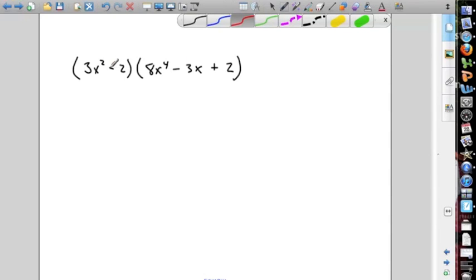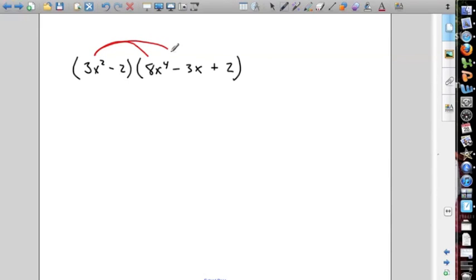So not just times 8x to the fourth, not just times the 3x, but everything times everything here. You look at it, there are 2 terms here and there are 3 terms here. So when I go through and do all the multiplication, I should end up with 6 different terms initially. Let's look at where those 6 come from. One's going to be when I take that 3x squared and multiply it by the 8x to the fourth. But I also have to take the 3x squared and multiply it by the 3x, and also multiply it by the 2. So I'm bringing it through everything.